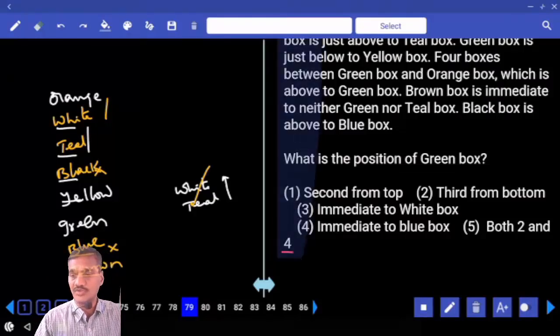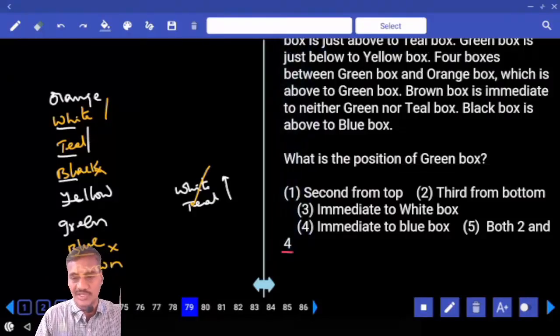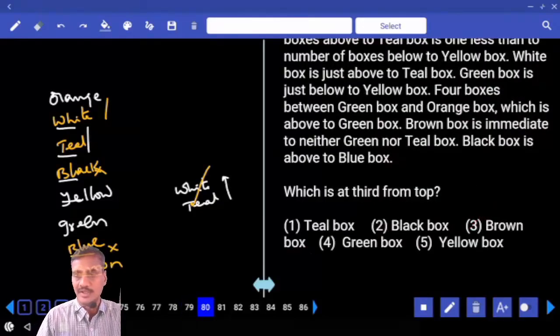Isn't it? Now 2 and 4 were given. Now we need to check for the fourth one as well. Immediate to blue box. Green is immediate to blue. That is also true. Hence what is your answer? Both 2 and 4, choice 5, question number 79. And 80, which is third from the top? Third from the top, that is teal, choice 1, 80.